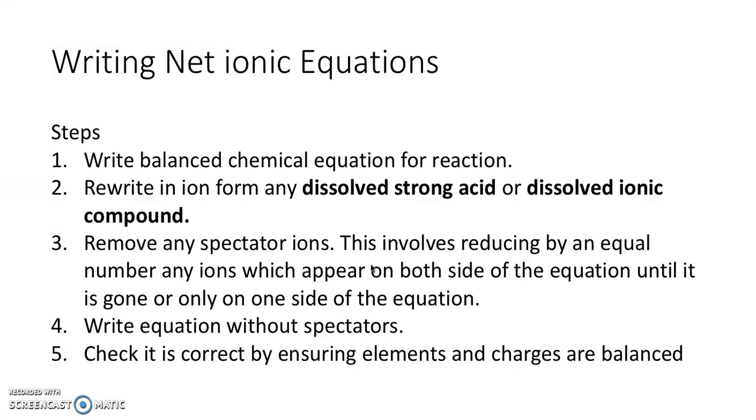So the next step is to remove any spectator ions. This involves reducing by an equal number any ion which appears on both sides of the equation until it is gone completely or only present on one side of the equation. The fourth step is to write the equation without the spectators, and then you need to check if it's correct by ensuring that the elements and the charges are balanced on either side of the equation.